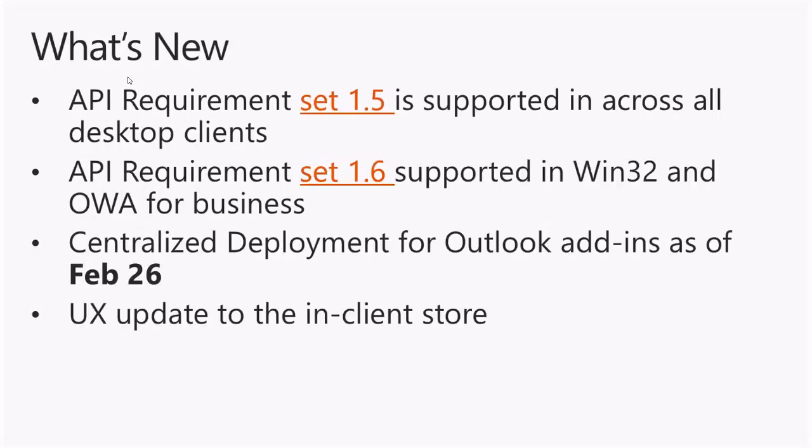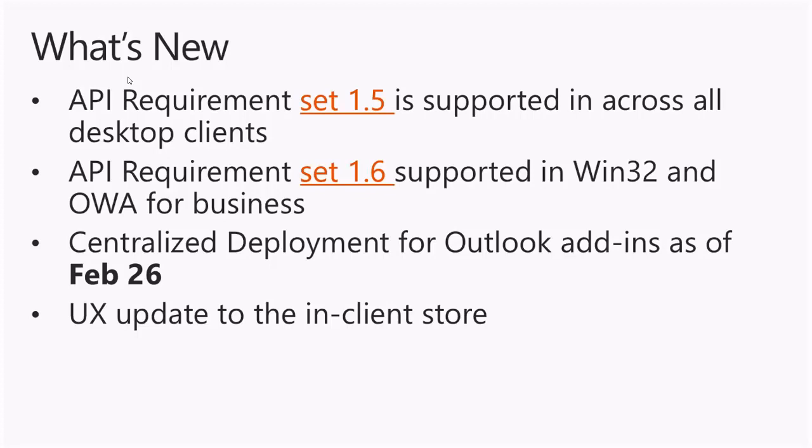In terms of what's new, API requirement set 1.5 is supported across all desktop clients, and within the next month or so should also be supported on Outlook Mobile. API requirement set 1.6 is supported in Win32, so that's Outlook Desktop, and OAuth for business users. We also officially GA'd Centralized Deployment, for those of you who may not be familiar with that.